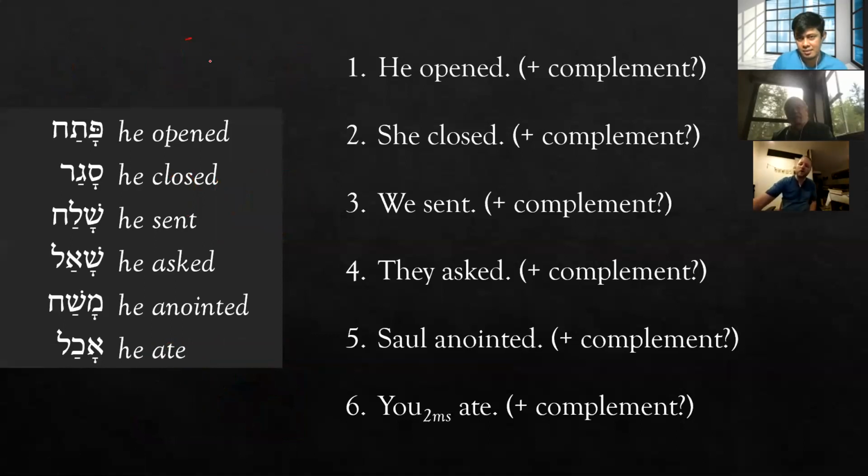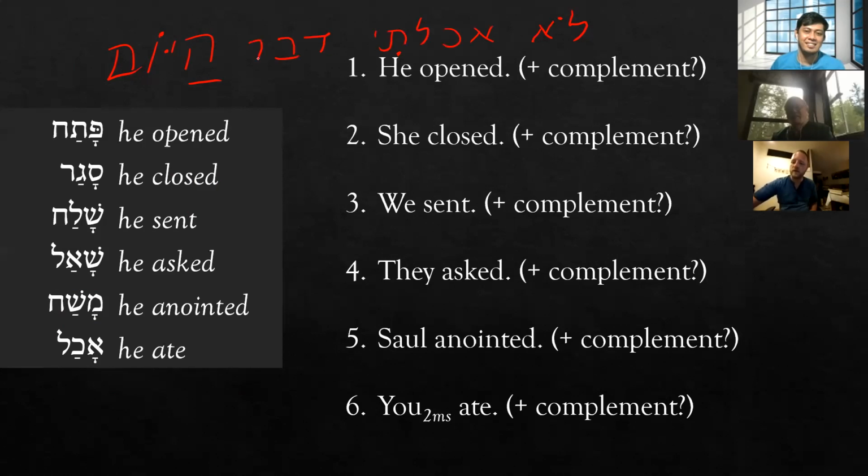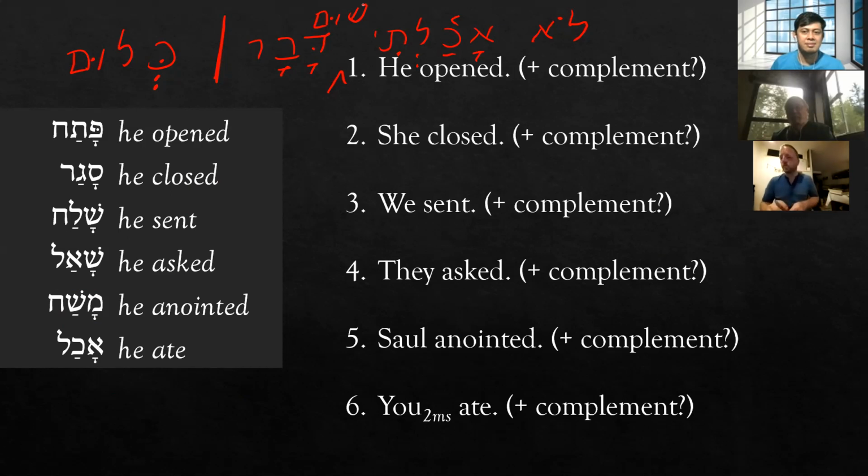Ma achalta hayom? Hayom, today. How do you say nothing again? Hebrew is kind of complicated with nothing. You say lo achalti. Lo achalti davar. Biblical Hebrew is going to say, I did not eat a thing. Hayom lo achalti davar. In modern Hebrew, it's going to say klum. You can say klum means nothing, or shum davar. Lo achalti shum davar. Lo achalti klum. In the Bible, lo achalti davar.